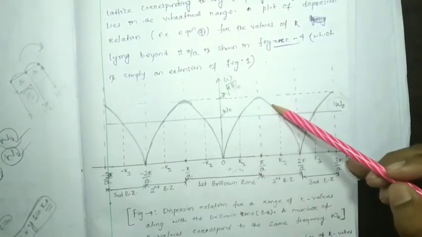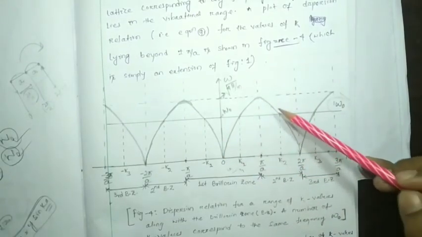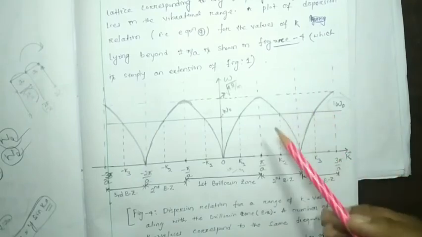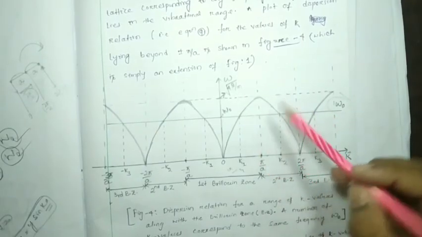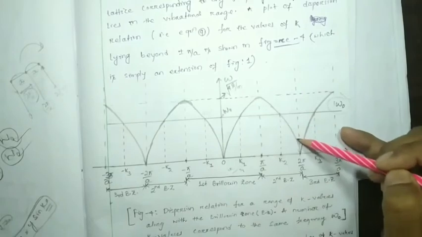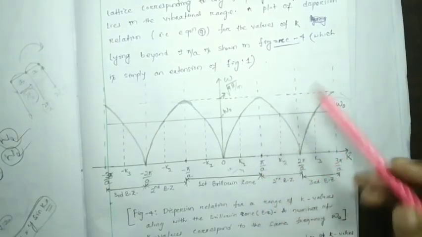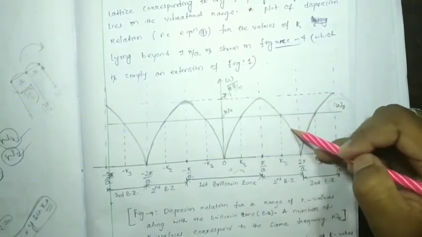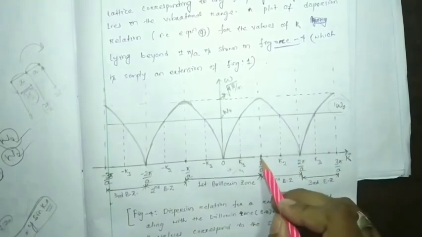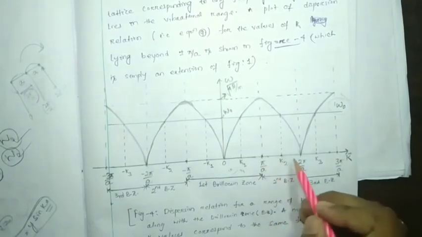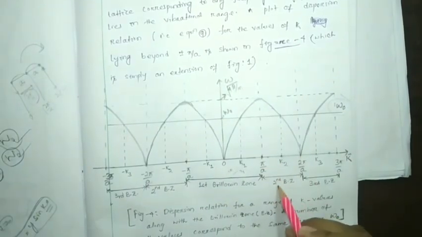Now this is the behavior. This behavior belongs to what? This behavior belongs to the second Brillouin zone, but the right side. So this is the behavior of the right side of the second Brillouin zone. From minus pi by a to 2 pi by a is nothing but the second Brillouin zone.